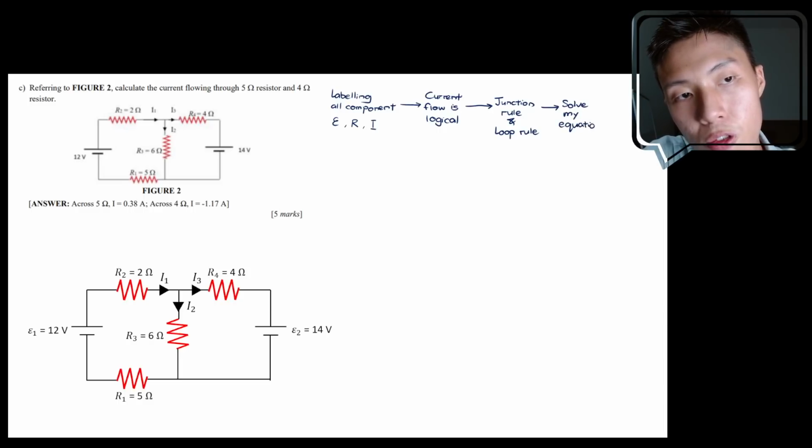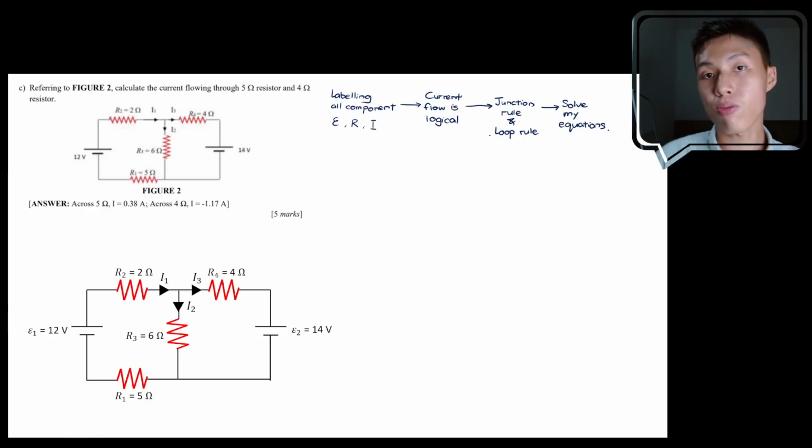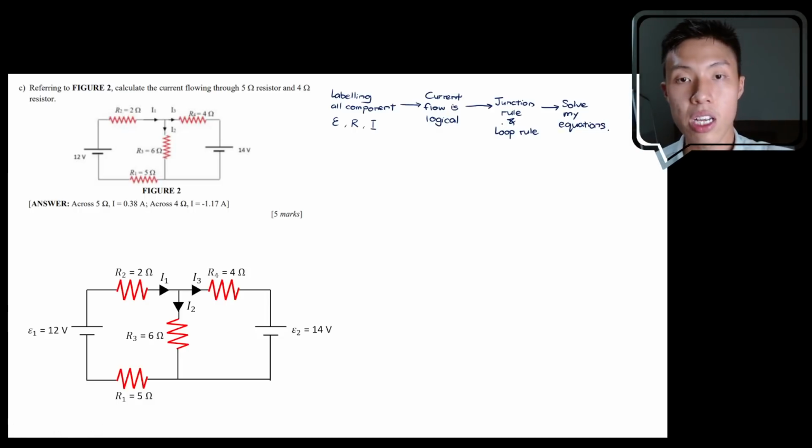So we are going to follow this sequence of steps to solve this problem, and we are going to solve it together. The first step says that we are going to label all components, which includes the electromotive force, the resistance, and the current. The electromotive force is specifically for batteries. So if you see any batteries, you have to label them, give them names.